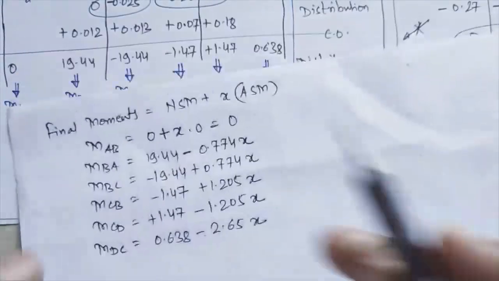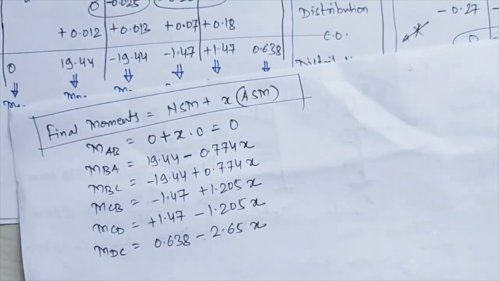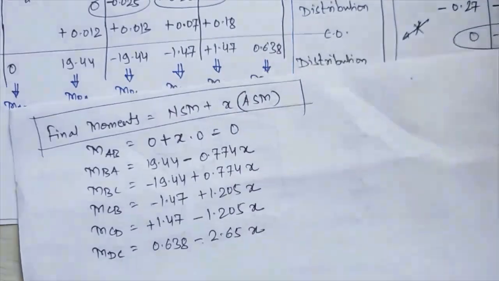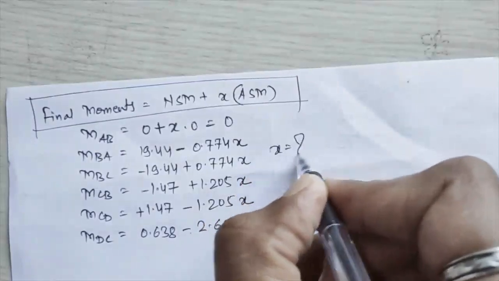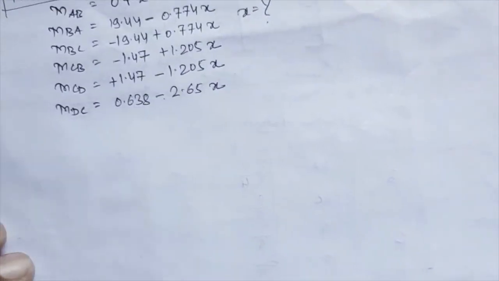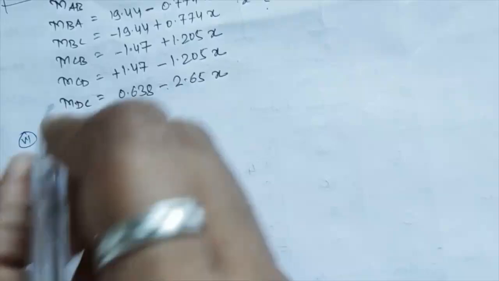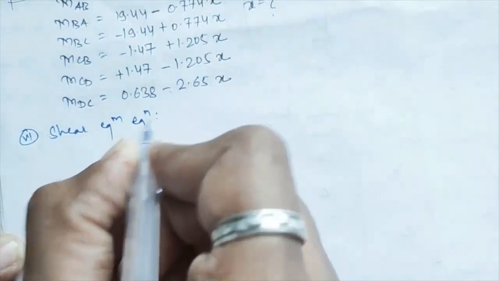Okay, from combining these two tables over there, you have to use this relation, final moments is equal to non-sway moments plus x times of assumed sway moments over there. Okay, so if you want to obtain the final moments over there, what you need to do is you have to find out the x value here. So for finding out x value, you have to do the shear equilibrium equation here. You have to carry out the shear equilibrium equation. So your next step is here, that is your step number 6, shear equilibrium equation.